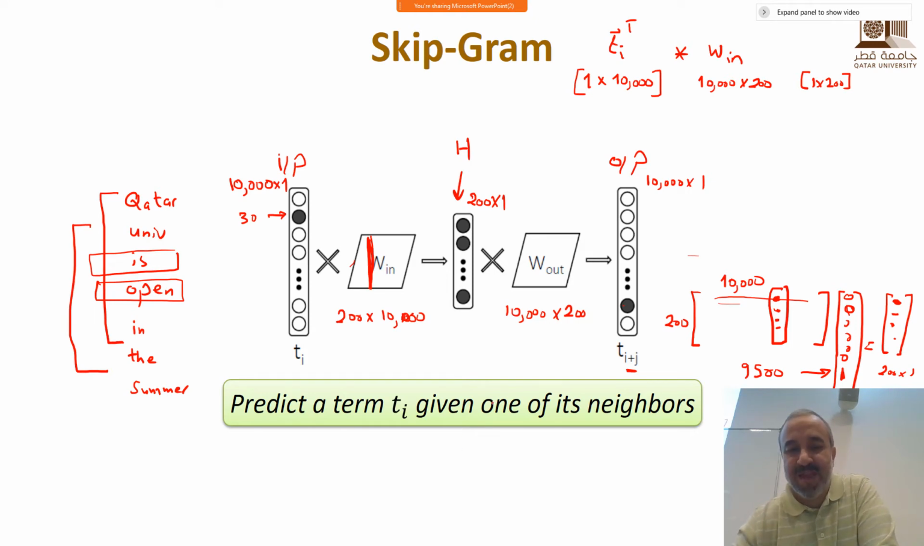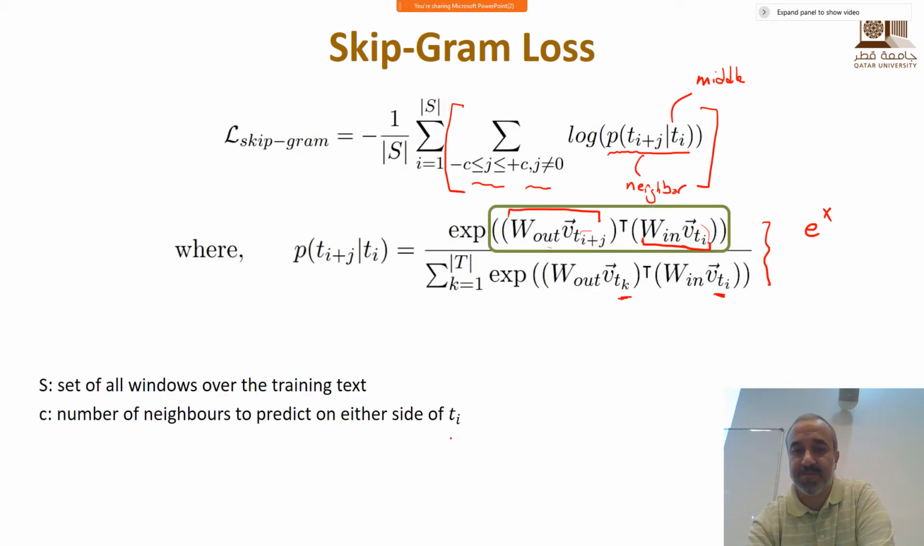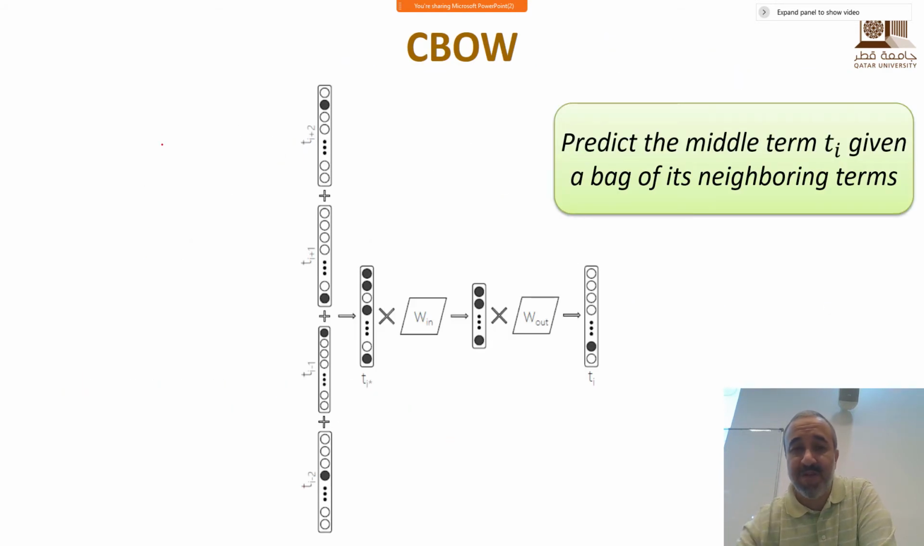Now, this is symmetric, right? That one is symmetric. This one is not. So we are given the entire context, and we want to predict the middle term. Are you still confused? What's your question?